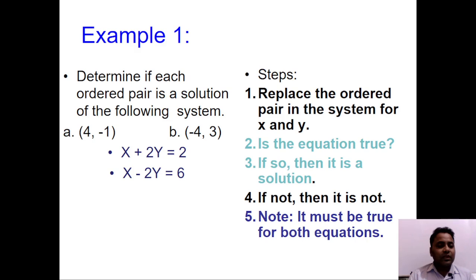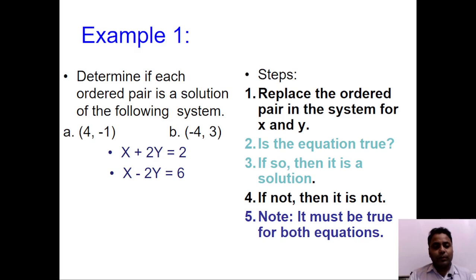So here we can see, if we put (4, -1) in both the equations, then x equals 4 plus 2 times minus 1, that is 4 minus 2, which equals 2. And in the second equation, minus 1 for y and 4 for x, then 4 minus 2 times minus 1, that is 4 plus 2 equals 6, meaning (4, -1), which is given in option A, satisfies both the equations.